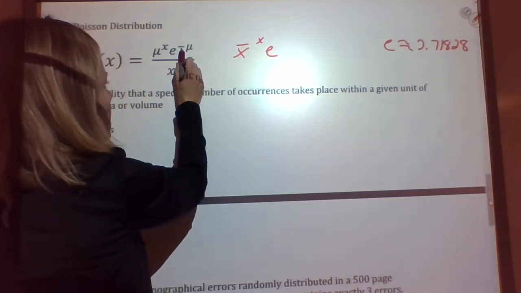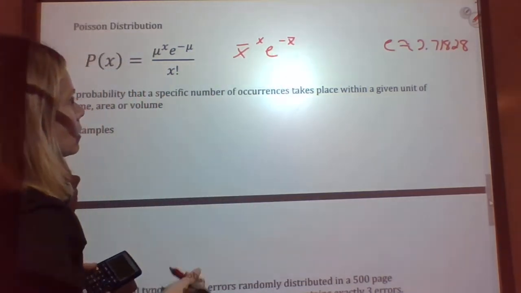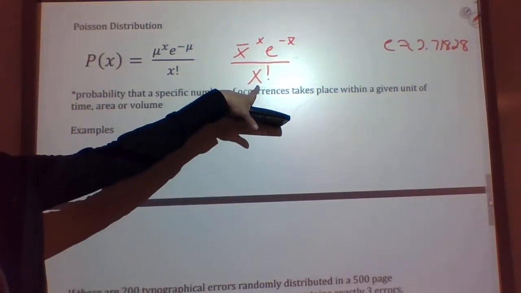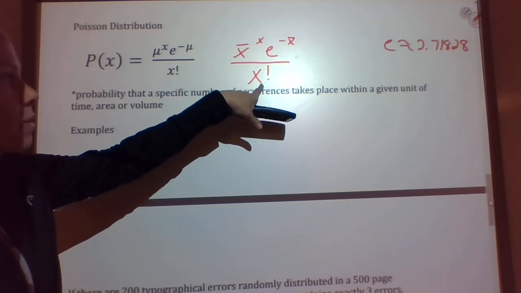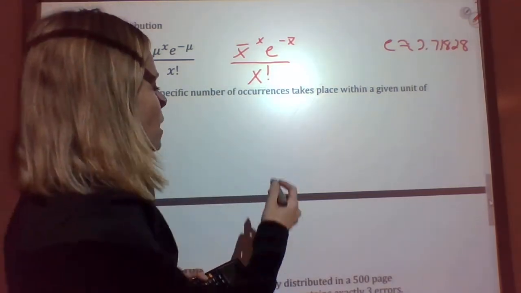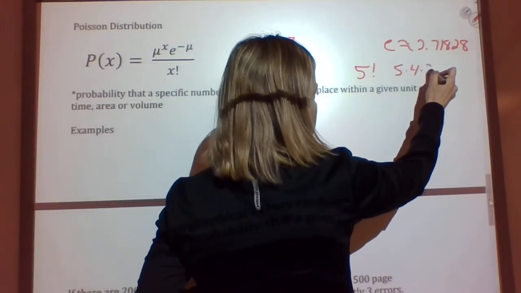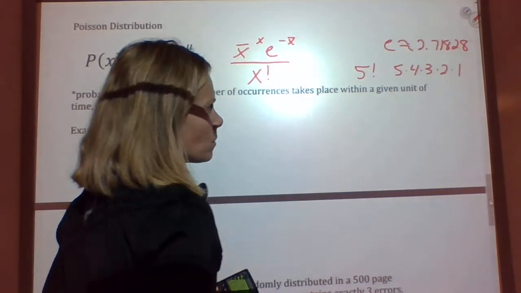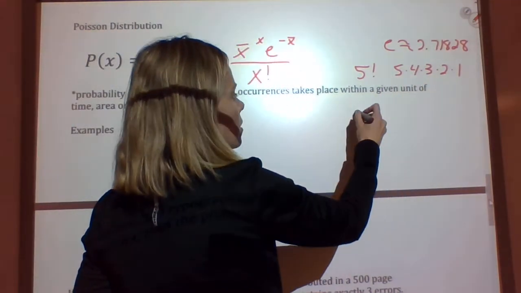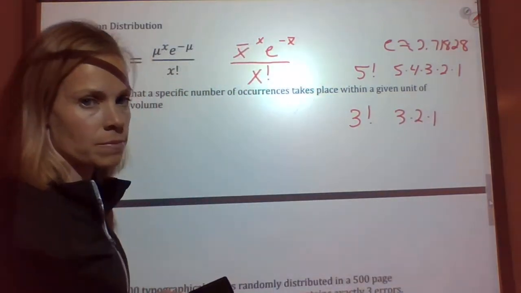And then it's to the negative mean. So negative mean over, and remember what factorial is? We studied that also with permutations, combinations. Your factorial button, remember, is under math. And what a factorial button means is it just counts down. Remember that? 5 factorial then is 5 times 4 times 3 times 2 times 1. 3 factorial would be 3 times 2 times 1, and so on.